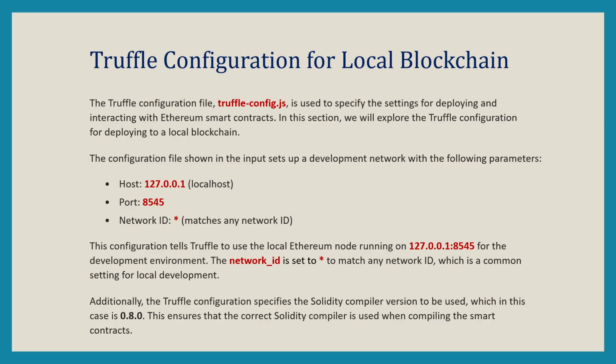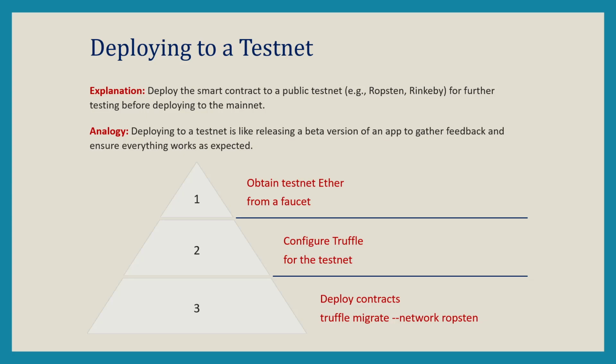And this is just an additional feature: the Truffle configuration specifies the Solidity compiler version to be used, which in this scenario is 0.8.0, the one you have been using up to now, right? So this ensures that the correct Solidity compiler is used while compiling the smart contract. So the next stage, after you have tested it on a local blockchain, you deploy it to a testnet. So deploying the smart contract to a public testnet, there are a few examples of public testnets like Ropsten and Rinkeby. So we deploy them here for further testing before deploying it to the mainnet.